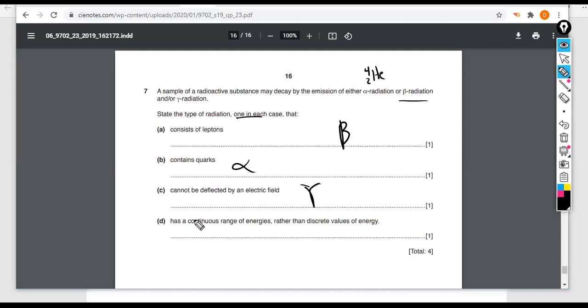And then the only one that can have a continuous range of energies is beta radiation, okay? Discrete energy values is like photons. So photons of light, this is sort of Einstein's contribution to quantum mechanics. He wrote a photon paper and said we should think about light as not just waves, but also as packets of discrete energy, quantized light. So we call those photons now. And alpha particles also only exist as discrete values of energy. So only the beta particles could have a continuous range of energies.